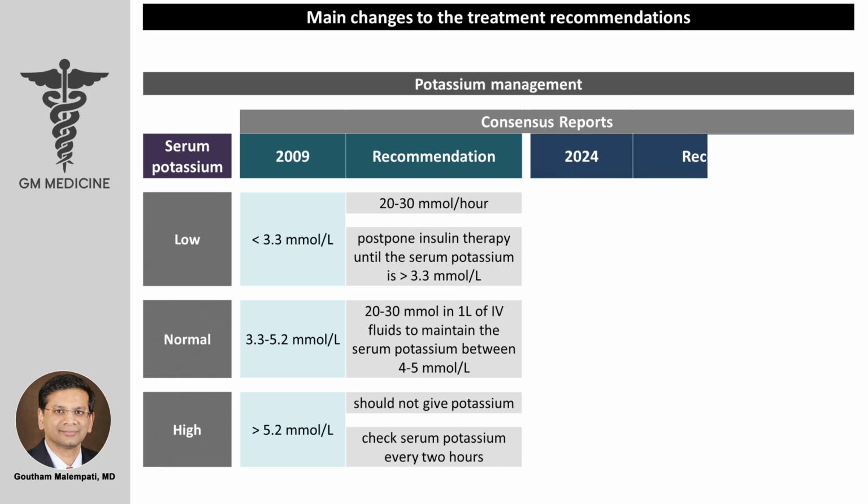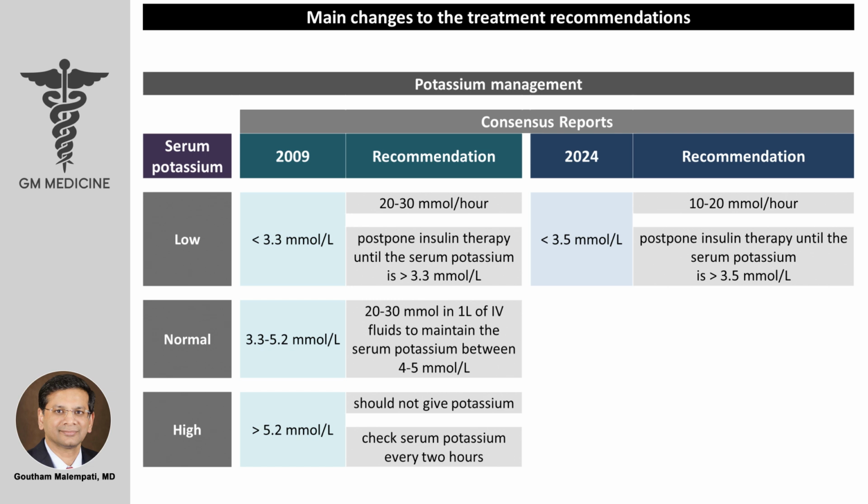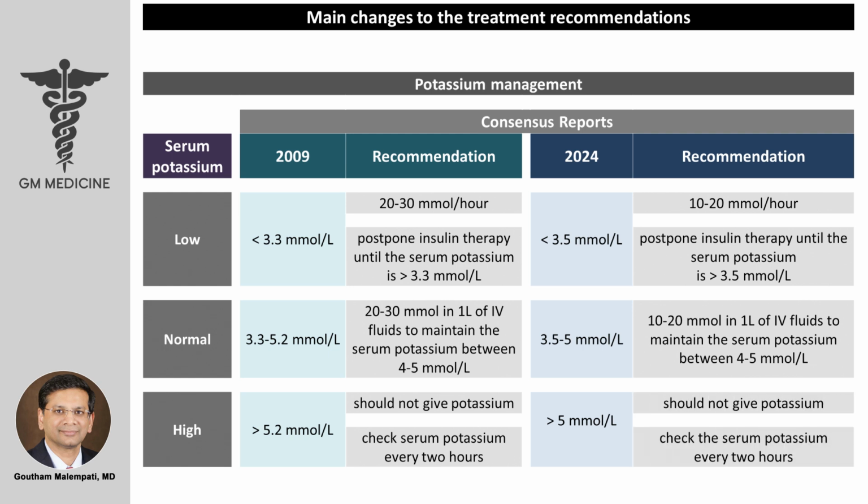In the 2024 consensus report, it was considered to be low if the serum potassium is less than 3.5 millimoles per liter, and it was recommended to give 10 to 20 millimoles per hour and postpone insulin therapy until the serum potassium is greater than 3.5 millimoles per liter. It was considered to be normal if the potassium was between 3.5 to 5 millimoles per liter, and it was recommended to give 10 to 20 millimoles in each liter of IV fluid to maintain the serum potassium between 4 to 5 millimoles per liter. It is considered high if the serum potassium is greater than 5 millimoles per liter, and one should not give potassium but check the serum potassium every 2 hours.